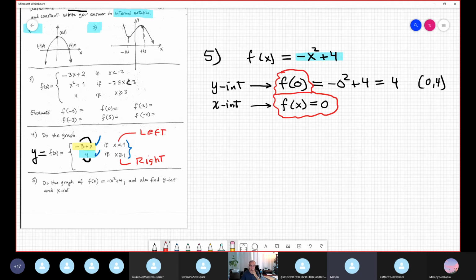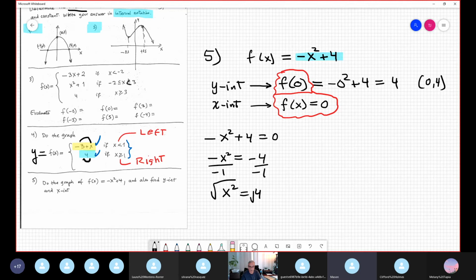Formula for the x-intercept. But in this case it is a little bit more complicated because f of x is minus x squared plus 4, and you force it to be 0. At this moment, you have a quadratic equation, and you solve it by the square root method. So you bring down x squared, I move 4 to the other side, divided by -1 because I don't like the negative sign, and apply a square root to both sides.